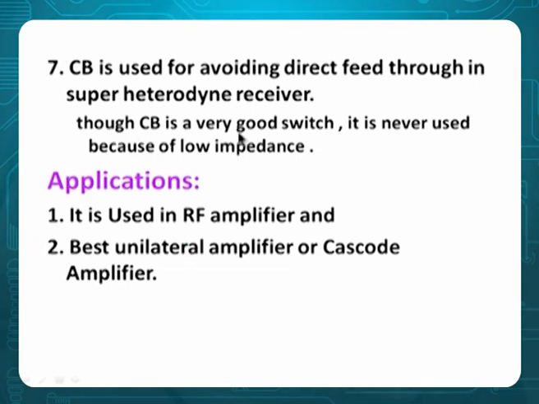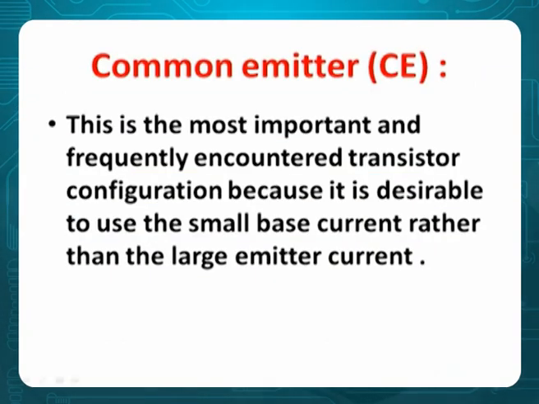Therefore, though CB is a very good switch, it is never used because of low input impedance. All the good things and greater things are minimized, are neglected when it is talked to be low impedance. Low impedance is at the input side. Now let's go for common emitter, the second one.